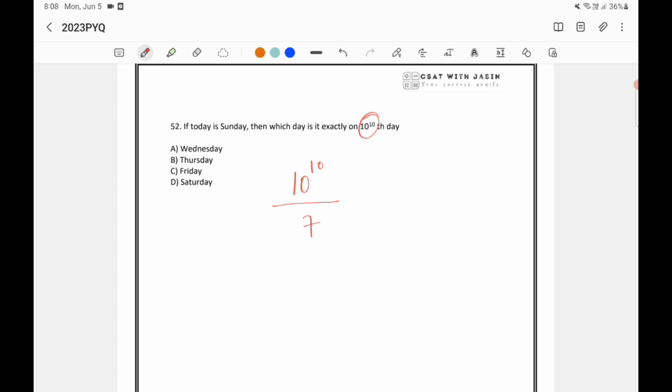Okay, so here we need to find out the remainder when 10 raised to 10 is divided by 7. Okay, so if 10 is divided by 7, the remainder is 3.